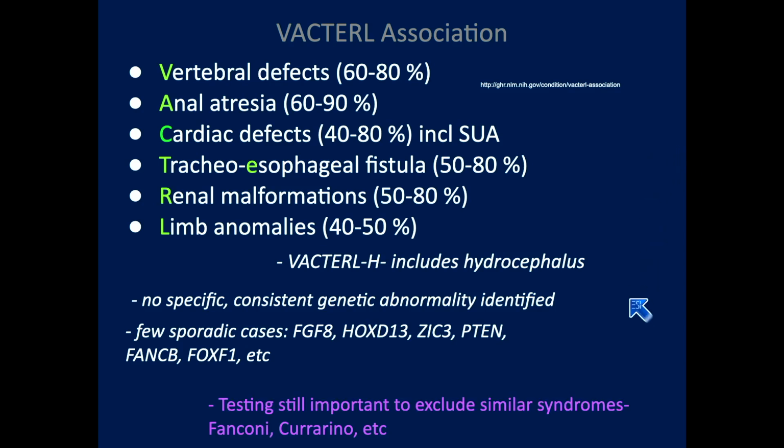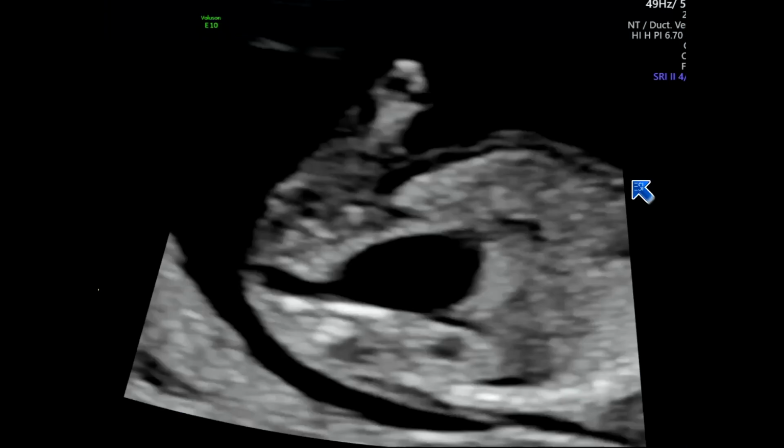That said, genetic testing is still important, right? There's a lot of things that can look like VACTERL. A big one being trisomy 18. So, don't get overconfident in making this association because there are meaningful results that can come out on your testing.